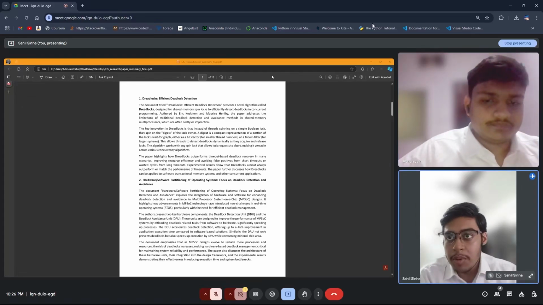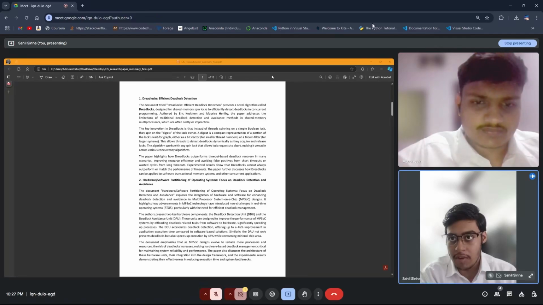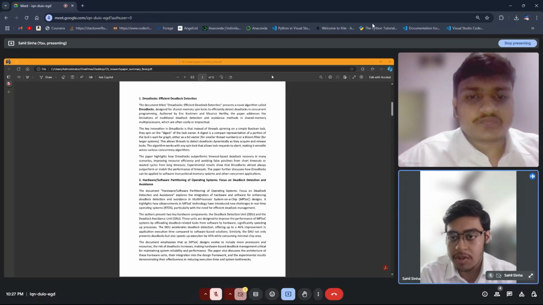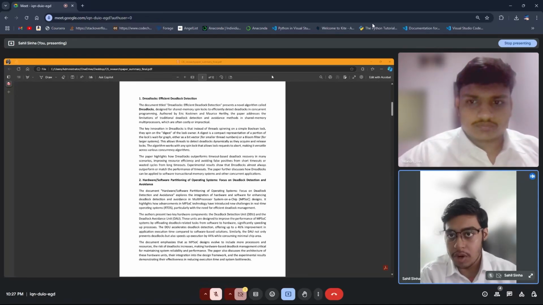The second research paper explores hardware-software integration for improved deadlock detection and avoidance in MPSoC systems. MPSoC is multiprocessor system on a chip. It introduces two hardware units. The first is the deadlock detection unit and the second is the deadlock avoidance unit.